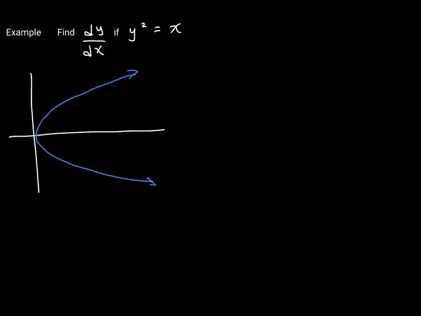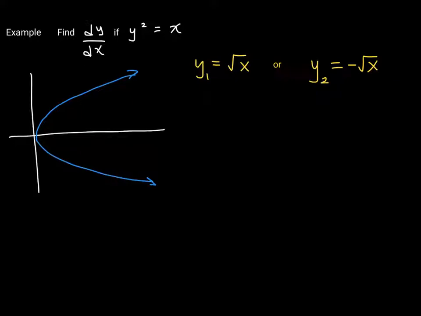Now, in order to find dy dx, what we want to do is solve for y. But notice that when we solve for y, we get two different differentiable functions of x. You would take the square root of both sides and you would get y is equal to the positive square root of x, or y is equal to the negative square root of x. And just to differentiate one equation from the other, I'm going to use subscripts. So I'm going to call this y sub 1, and then I'll call this y sub 2.